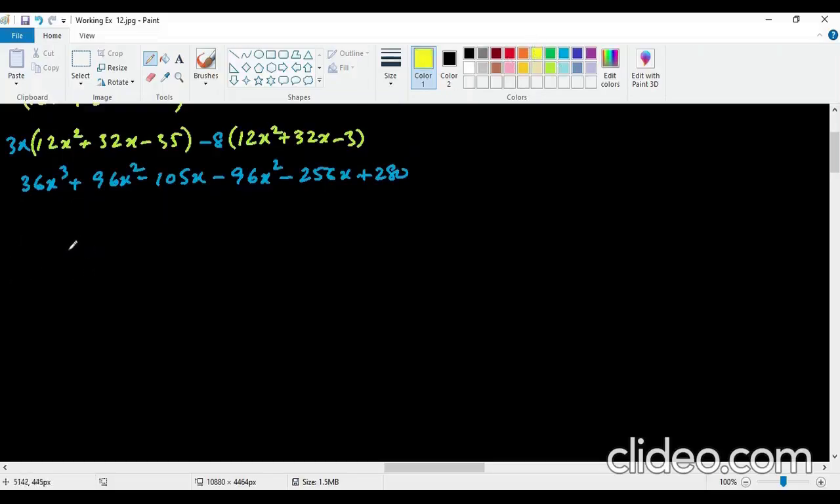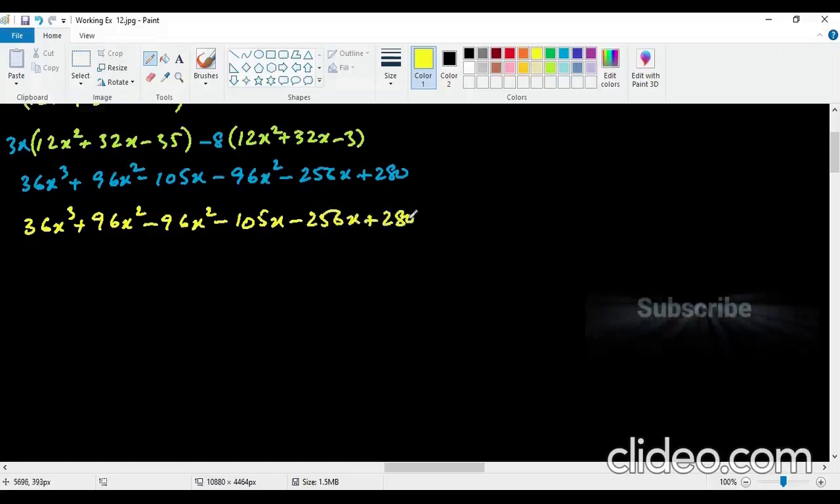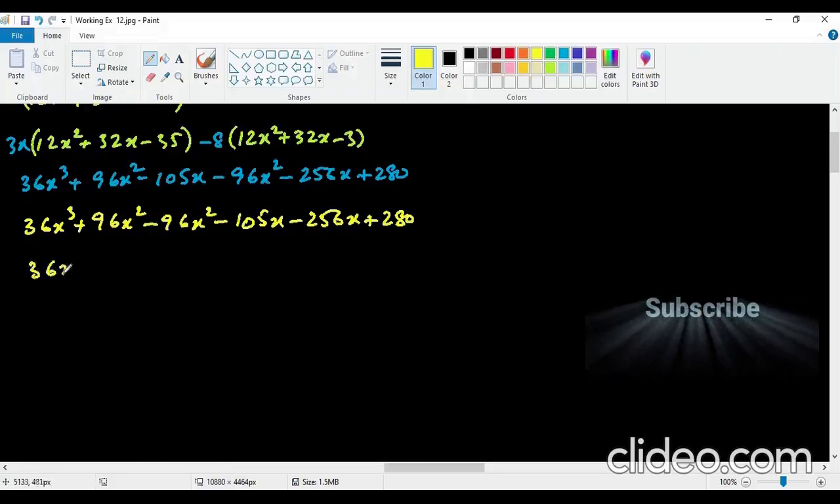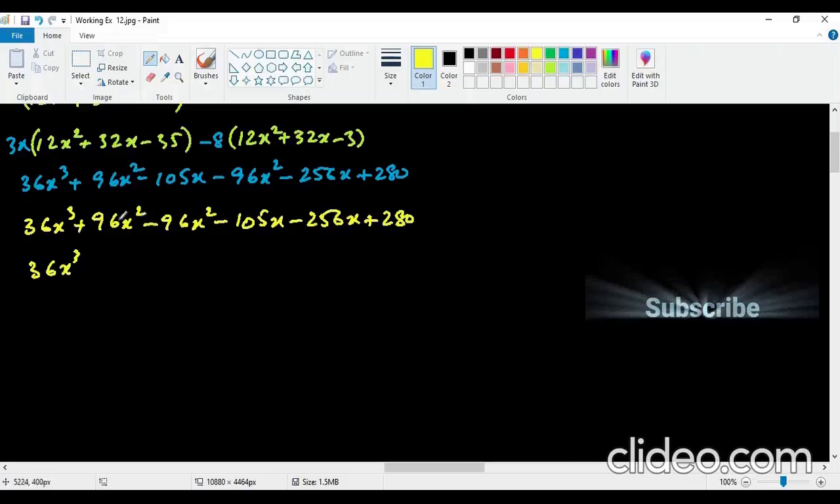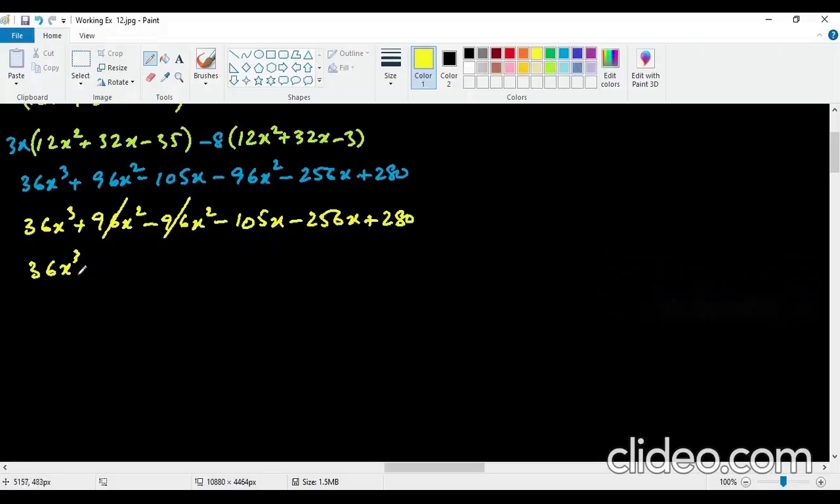Okay, now I will bring the like terms together: 36x³ plus 96x² minus 96x² minus 105x minus 256x and plus 280. So further simplification is going to give me this: plus 96x² and minus 96x² are going to cancel, and minus 105 and minus 256 is going to give me a negative 361x and plus 280 as an answer for this question.